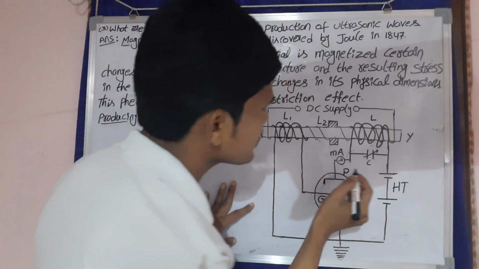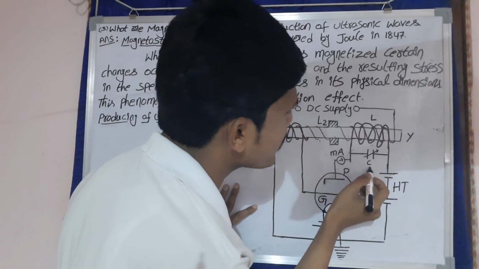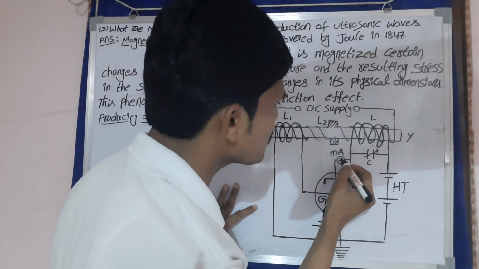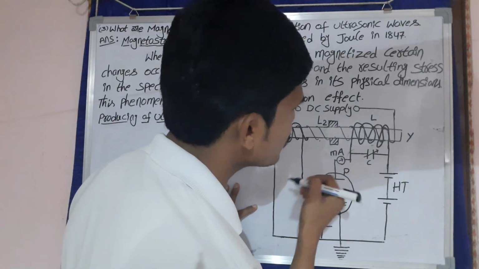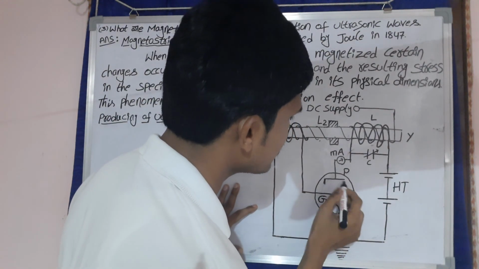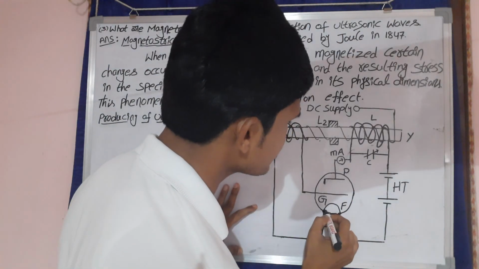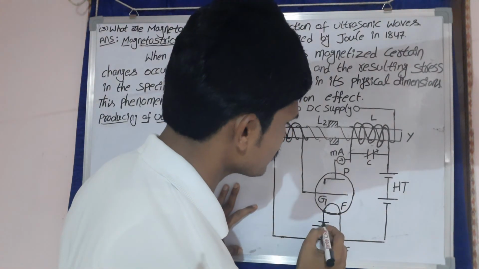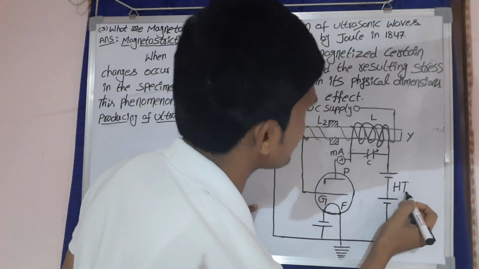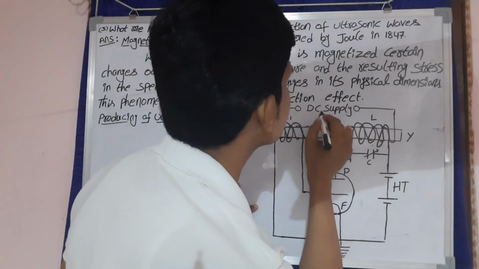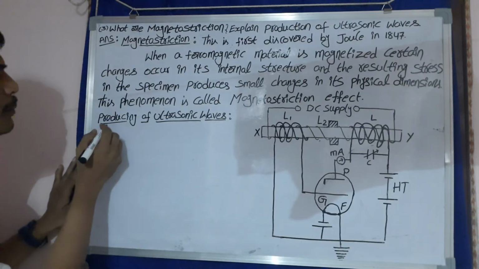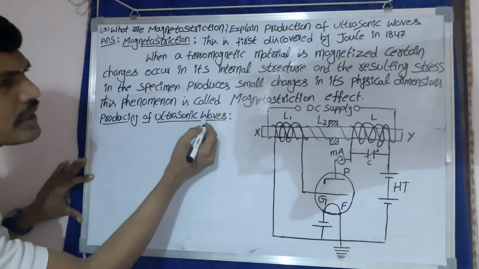Next, this is the variable capacitor C, and the milliammeter, which measures the current. Next, plate P; G means grid; F means the filament. Next the battery, anode and cathode, the high temperature, and the DC power supply. These are the total instruments. Next, the production of ultrasonic waves.